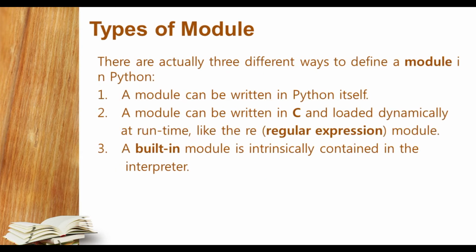Now types of module. Actually there are three types of module in Python. The first thing, a module that can be written in Python itself. Or second, a module that can be written in C and loaded automatically at runtime, like the regular expression module. Okay student, so the second type is a native library, which is written in C language and loaded dynamically. Dynamically means at runtime it will load, like regular expression. The third thing, built-in modules contained in the interpreter. Built-in module means it is system defined.